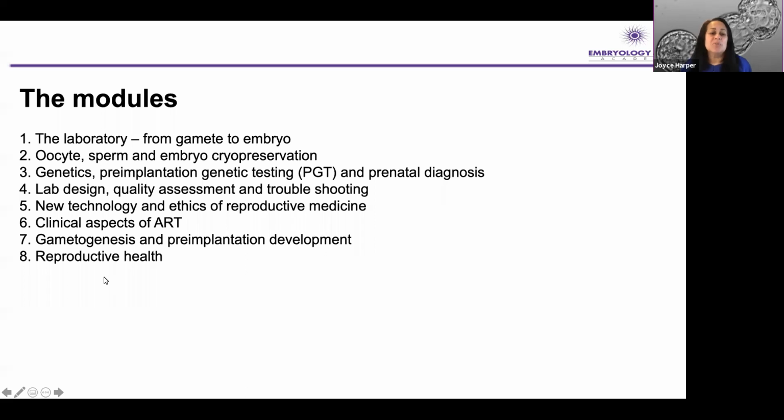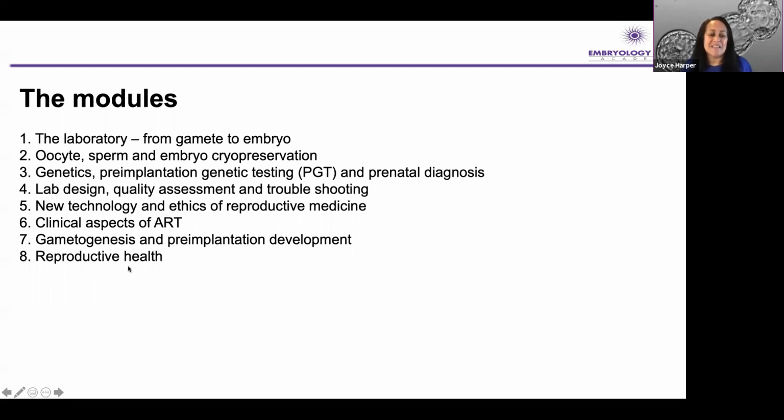And then we go on to the more general modules, but I think they're really important. Module 5 is on new technology and ethics of reproductive medicine. I think it's really important for us to think about egg and sperm donation, surrogacy, and also the ethical implications of some of the technology that we're using. And I ask a very provocative question. How will the future of humanity be with regards to reproduction? And we're bringing in making gametes from stem cells, genome editing, etc.